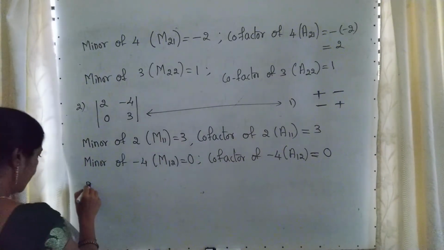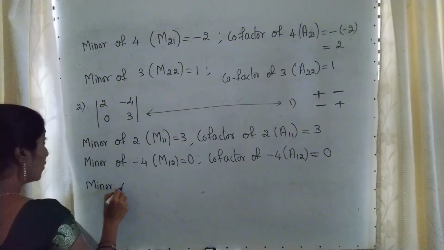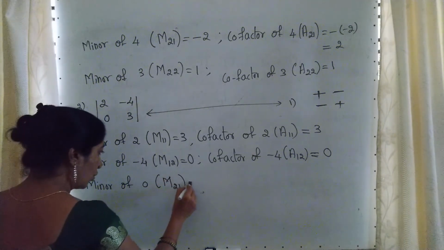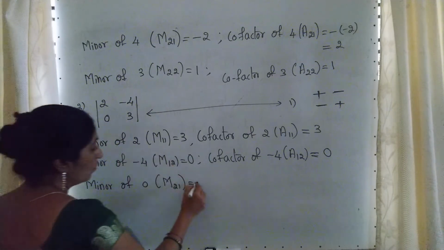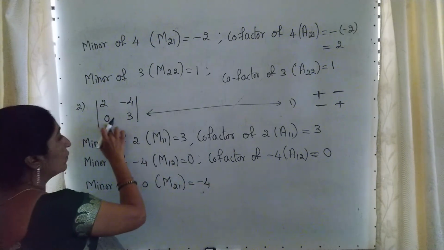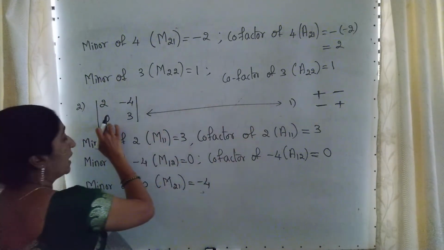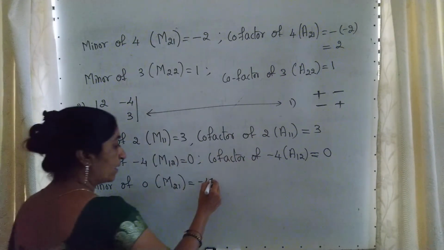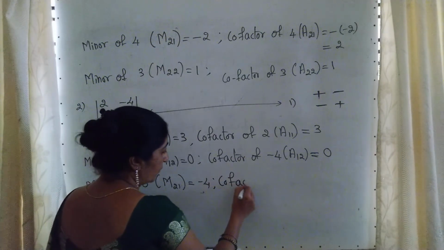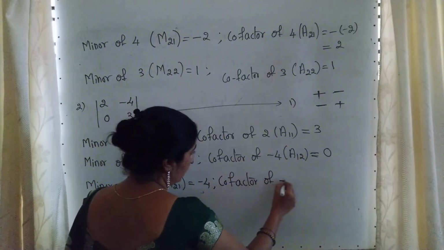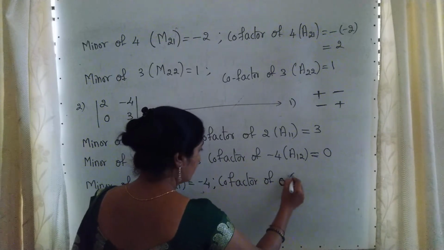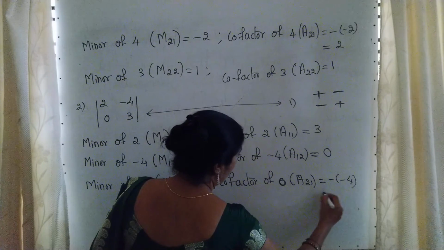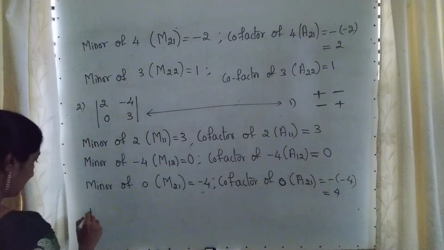Next, minor of 0. You tell me, it lies in second row, first column. What is the minor of 0? Minus 4. In place of 0, comparing these two, what sign do we have? Minus. That means for this answer we have to write the minus. That is the cofactor. We have to write minus of minus 4.